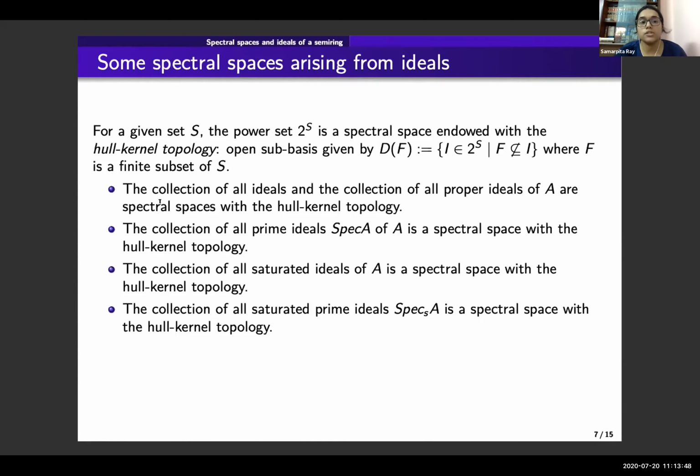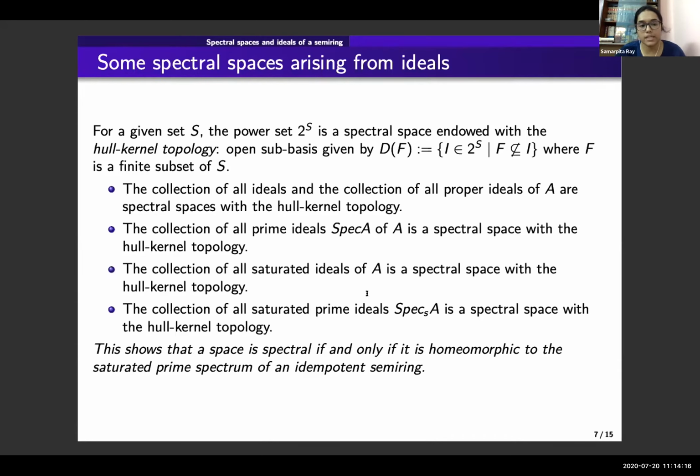But endowed with this Hull-kernel topology, you can prove that the collection of all ideals, the collection of all proper ideals, prime ideals, and saturated ideals are all spectral spaces. In particular, we wanted to understand the saturated primes of an idempotent semiring, and through this we also show that any saturated prime spectrum is going to be a spectral space. So what we have essentially is this: a space is spectral if and only if it is homeomorphic to the saturated prime spectrum of an idempotent semiring. But what we have is more.